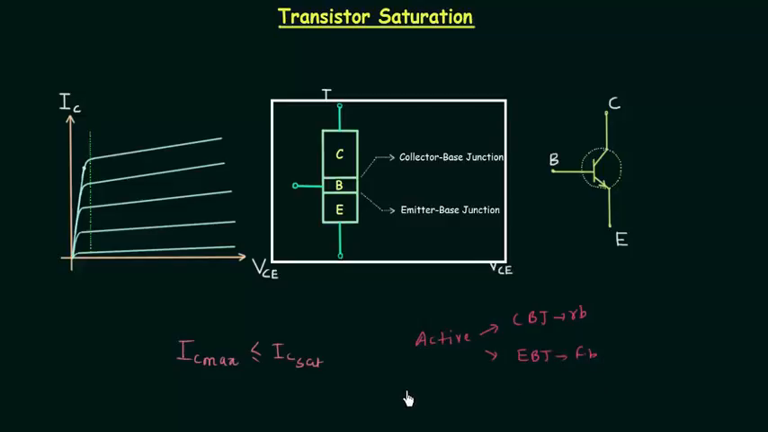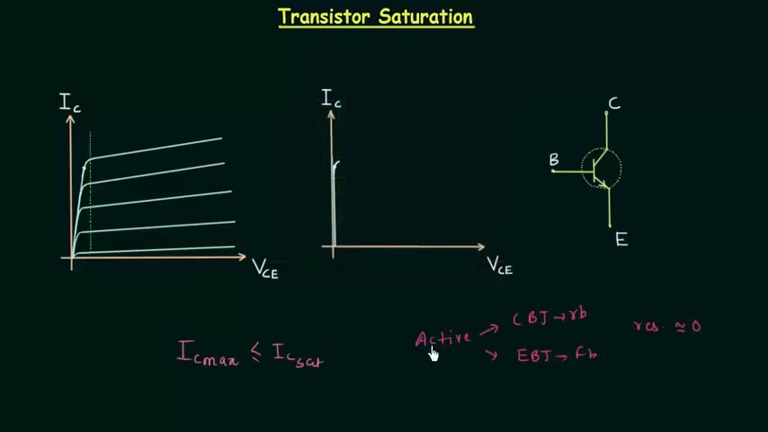But in saturation region the collector base junction will be forward biased and the emitter base junction is already forward biased, so the resistance offered is nearly equal to 0. That we will try to see by the help of this output characteristics. This is the output characteristics of common emitter transistor, and we already know this region is the active region, and the region on the left hand side of this green line is saturation region, and the region below the base current IB equal to 0 is cutoff region.